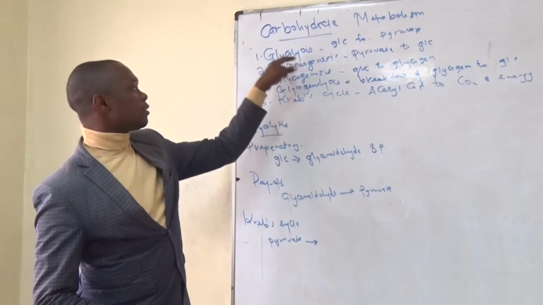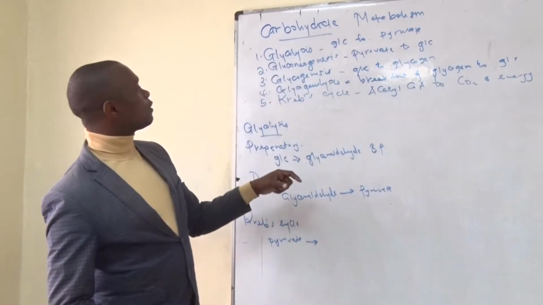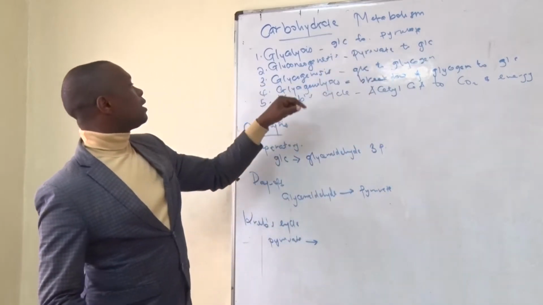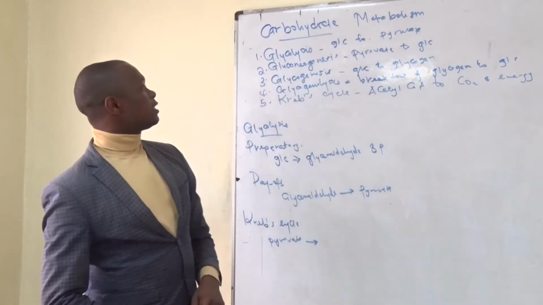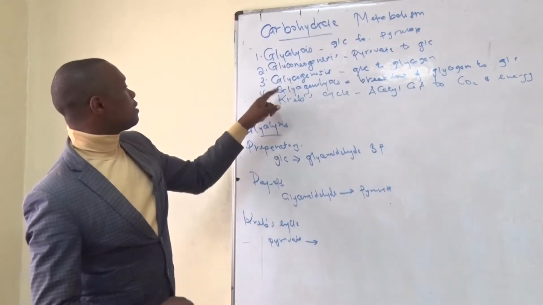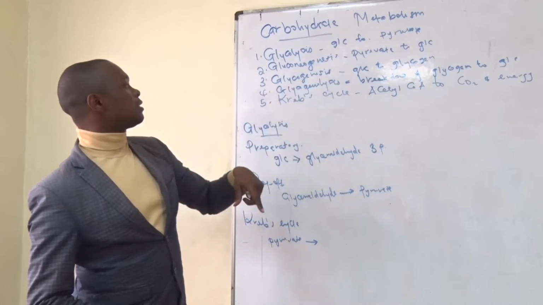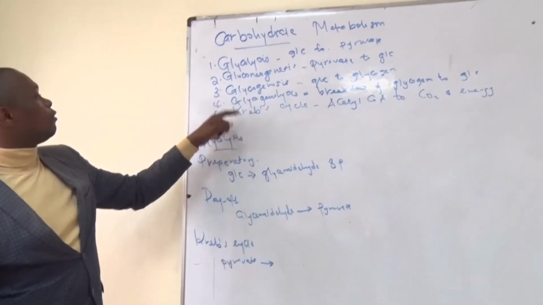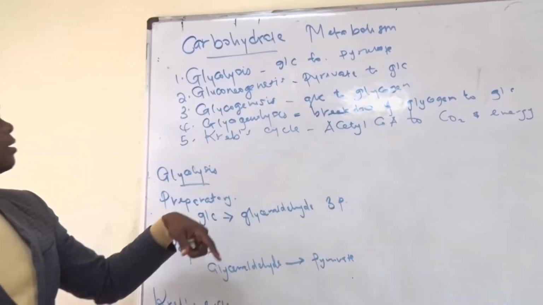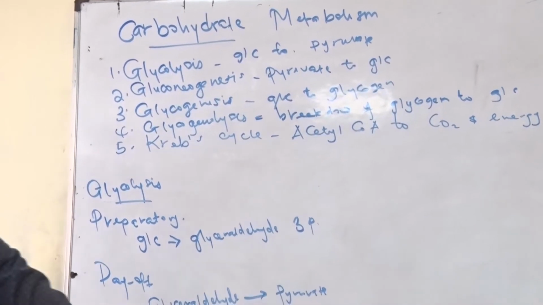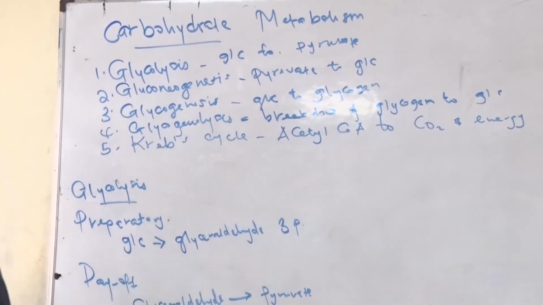Number 1 is glycolysis. Glycolysis basically involves the conversion of glucose to pyruvate. Number 2 is gluconeogenesis, the conversion of pyruvate to glucose. Number 3 is glycogenesis, that is the conversion of glucose to glycogen. And number 4 we have glycogenolysis, the breakdown of glycogen to form glucose.